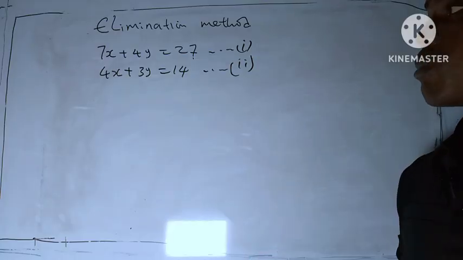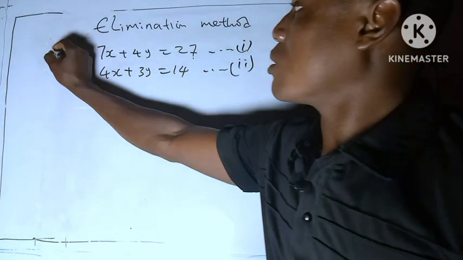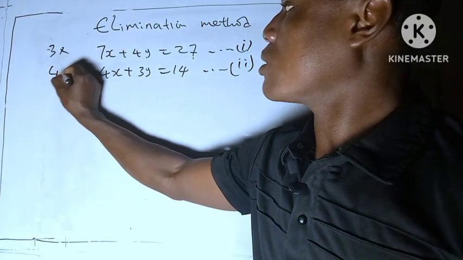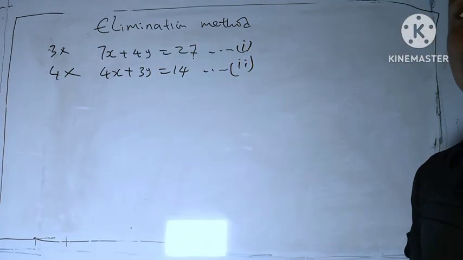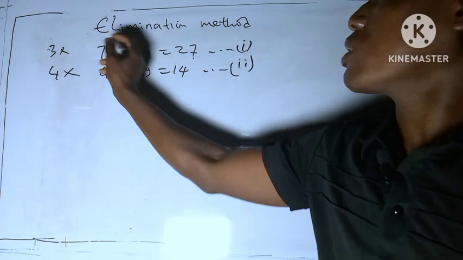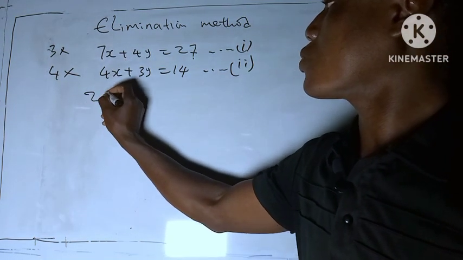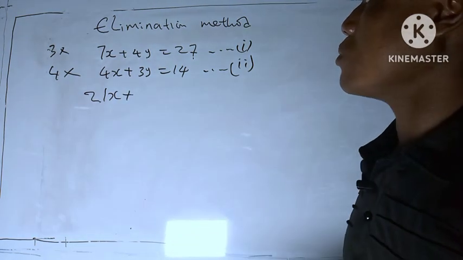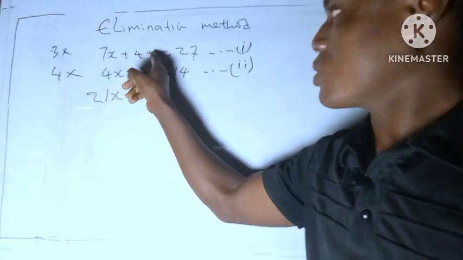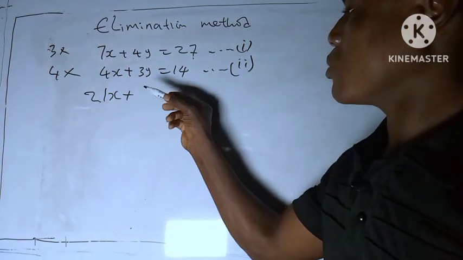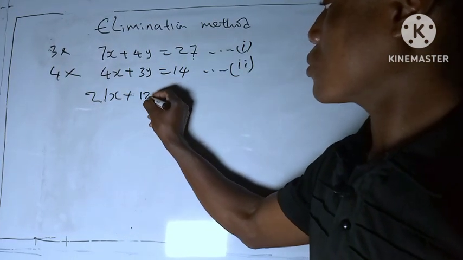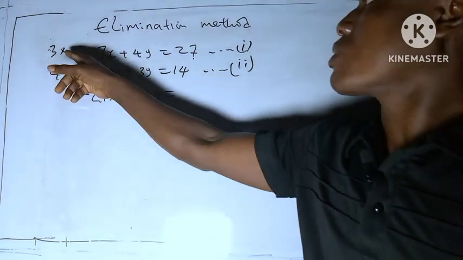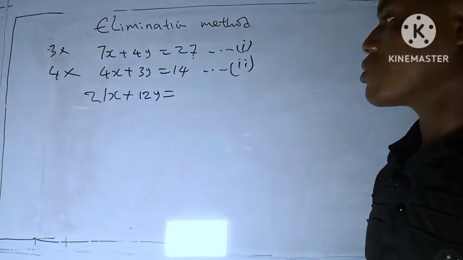So what are those two numbers? The two numbers are 3 and 4. Are you getting it? 3 times 7 will give us 21x plus 3 times 4 will give us 12y equals 3 times 27 will give us 81.